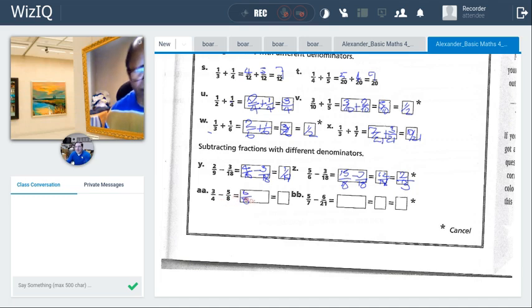This one? 6 over 8 minus 5 over 8 equals 1 over 8. This one: 15 over 21 minus 6 over 21 is 9 over 21, which is 3 over 7. Okay. Following there? Easy. Very easy.